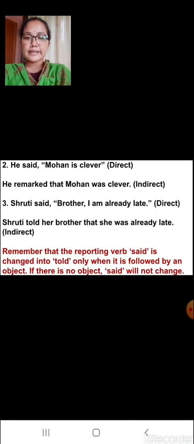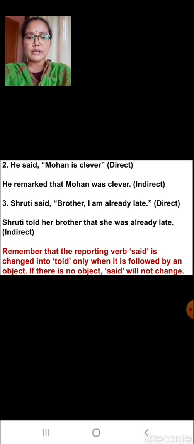The second example is here. He said, "Mohan is clever." Now, the same statement which is written in the direct speech, how will we convert the same into indirect speech? Let us see. He remarked. In place of said, we have now used remarked that Mohan was clever.